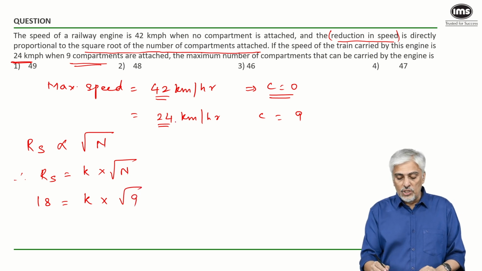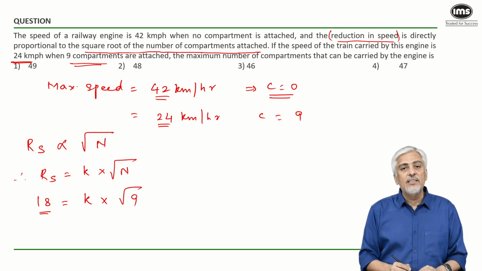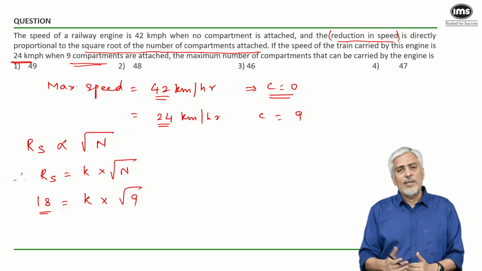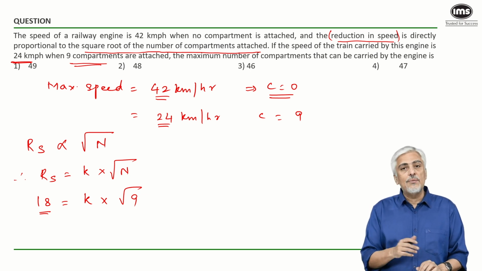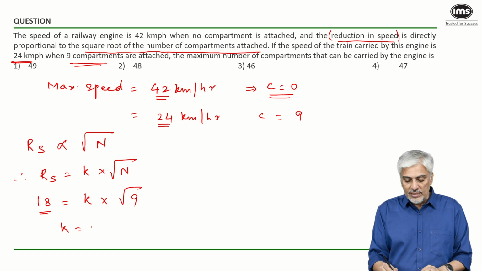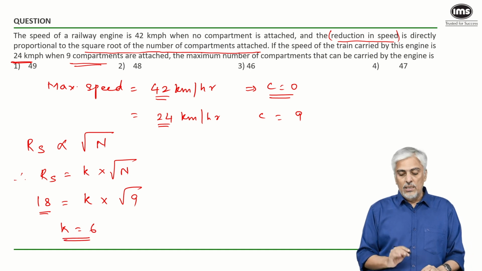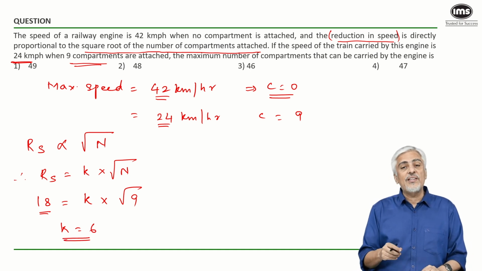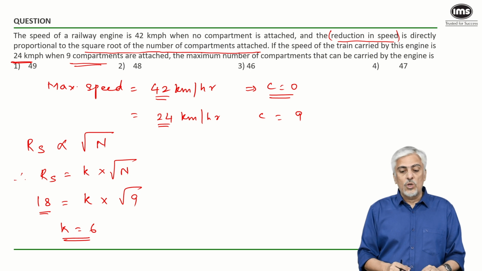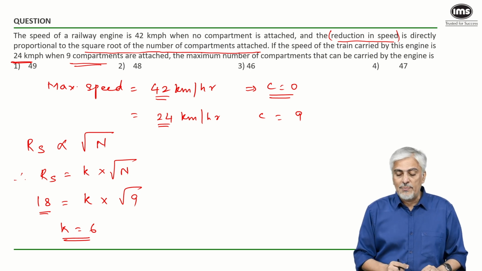Now, this was the equation. A lot of people would have put 24 over here and not got the question. Square root of 9 is 3. So, k becomes 18 divided by 3. Therefore, k becomes 6. So, we've got k as 6. Now, let's read what they have asked for. They've asked for what is the maximum number of compartments that can be carried.